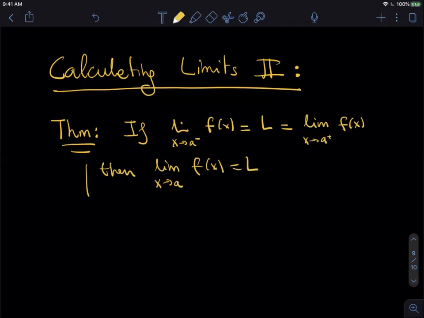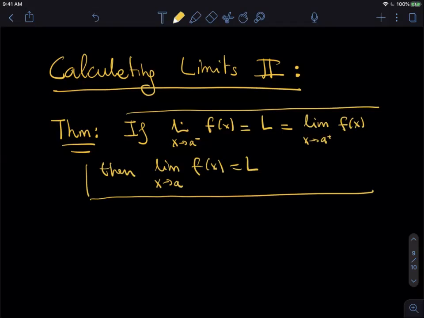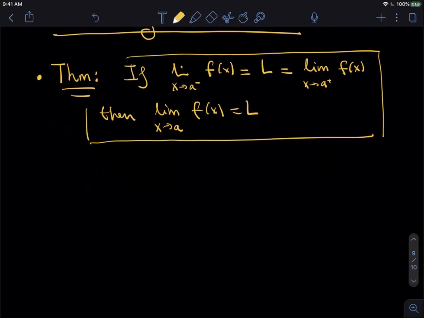So what we are saying here is there is a limit whenever the lateral limits coincide. So that's what we need to check. Or in other words, if the lateral limits do not coincide, then there is no limit. We have already seen examples of that.